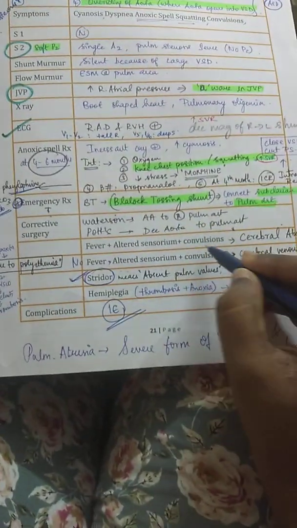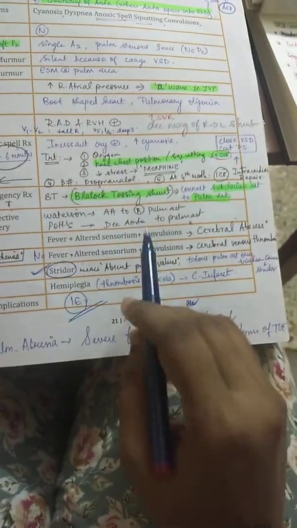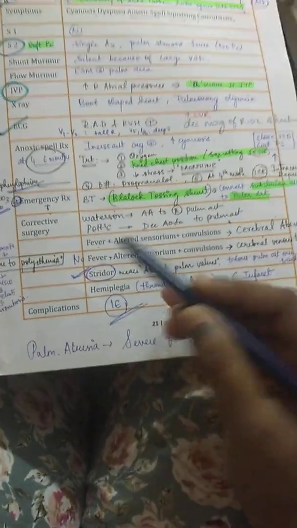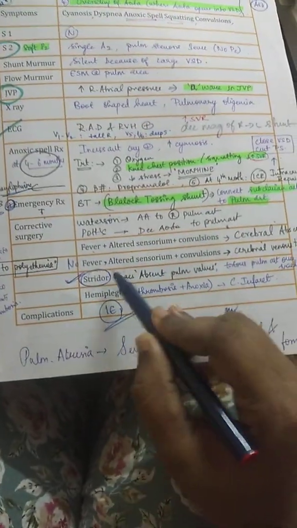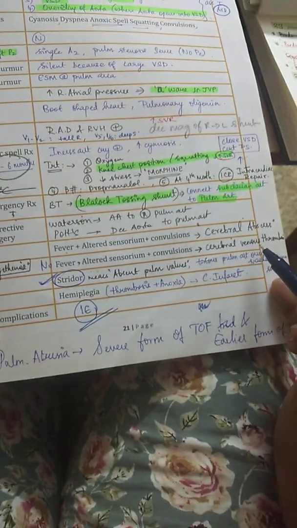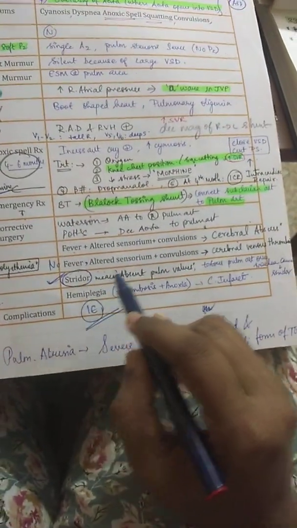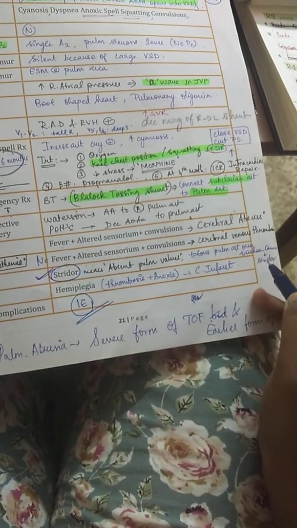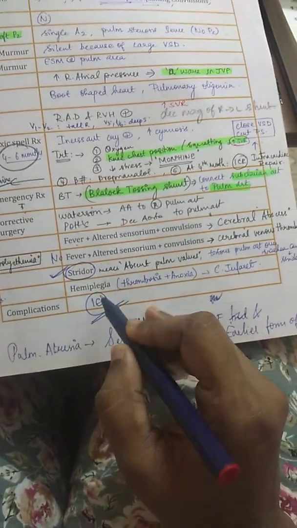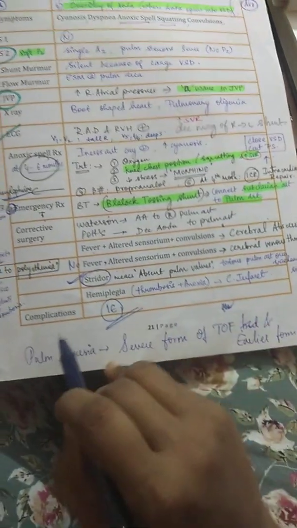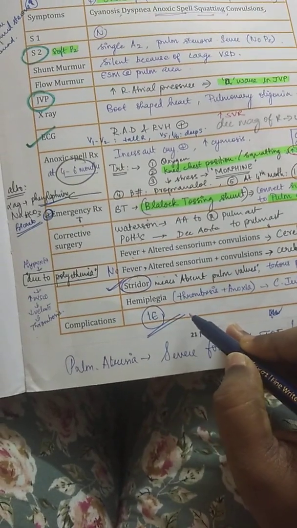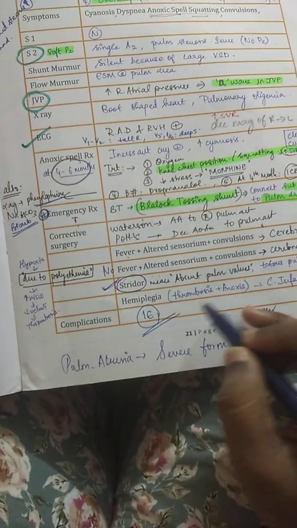Now, I've told you already you can have convulsions. If you have convulsions, altered sensorium, fever, cerebral abscess, these can all be complications of TOF. You can have cerebral venous thrombosis, stridor due to absent pulmonary valves with a tortuous pulmonary artery over the trachea, hemiplegia because of thrombosis and anoxia, and infective endocarditis, which is also a complication of a VSD.